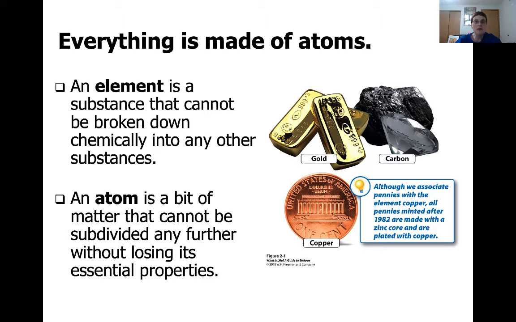Okay. So elements are substances that can't be broken down chemically into other substances. Basically, they are built out of all the same types of atoms. And atoms are the smallest part of matter. You can see there a bit of matter that can't be subdivided any farther without losing its essential properties. So if you take an atom apart, it can no longer be that substance. You can have an atom of gold, but if you take that atom apart into the different parts, it no longer is going to act as gold. And so we've got those two terms.